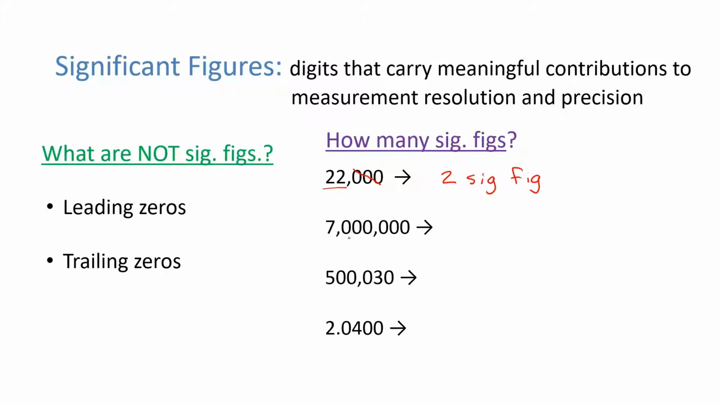In the second example, even though I have a lot more zeros, they're still all trailing, and so those would not be significant. Cross this out. There is only 1 sig fig in this example.